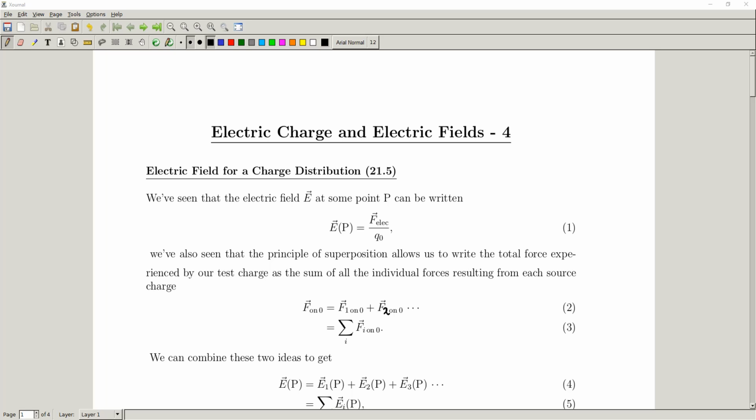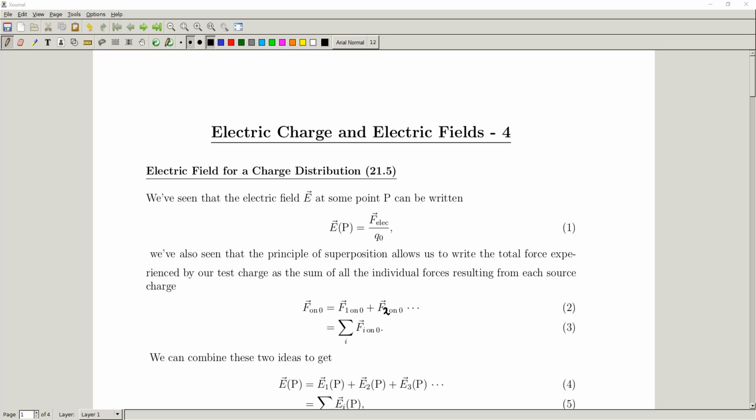Now we're going to start off by dealing with several point charges, calculating the electric field around those, and then moving on to calculating the electric field of macroscopic charged objects, so charged rods, charged rings, charged disks, so forth, right?